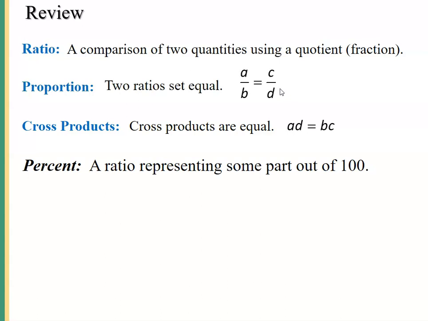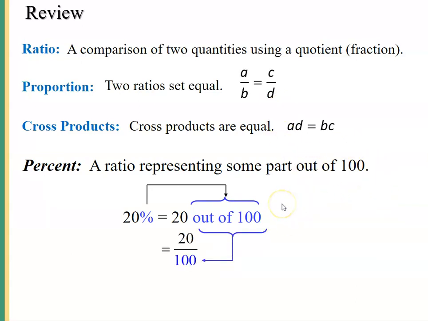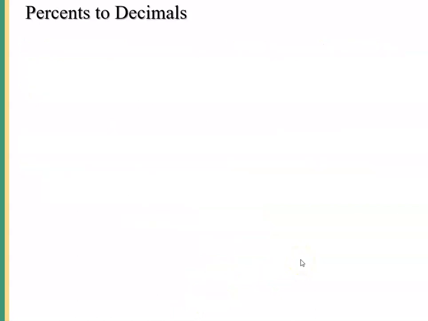What is a percent? A percent is a ratio representing some parts out of 100. For example, 20% is equal to 20 out of 100. So therefore, you are going to solve for the percentage out of 100. We can write that as 20 over 100, or simplified into the simplest form, 1 over 5, or 0.2.